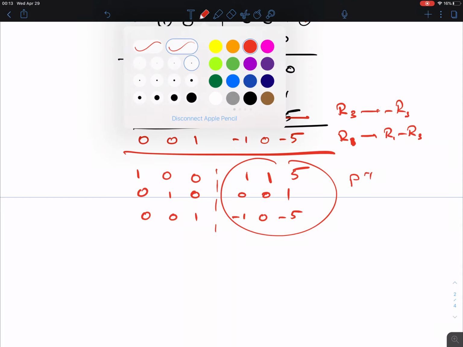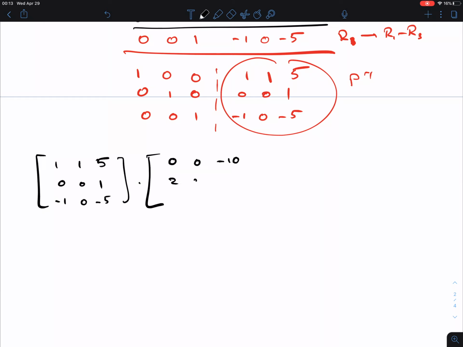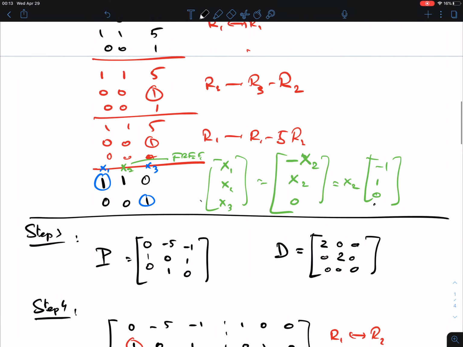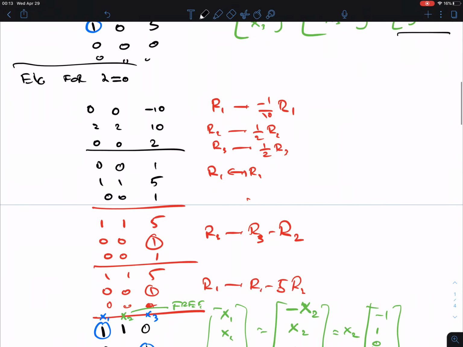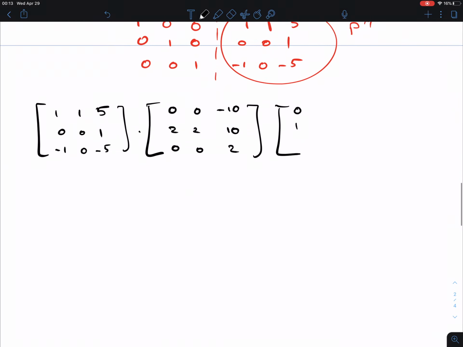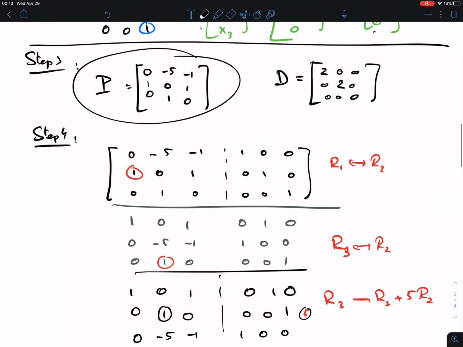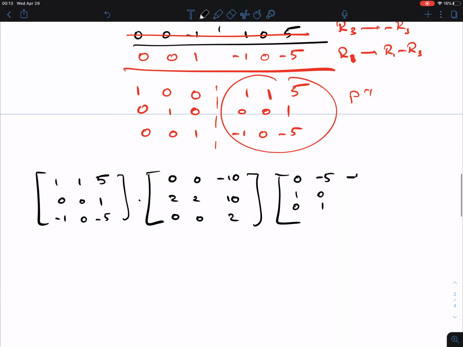So now let's test that everything is correct. So we have 1, 1, 5, 0, 0, 1, minus 1, 0, negative 5. And then the original matrix, I'm just going to copy it here. 2, 2, 10, 0, 0, 2. And then P, okay, I have to make sure that I get the right P, not like last time where I got the wrong P. Okay, it's this one, right? 0, 1, 0, minus 5, 0, 1, and minus 1, 1, 0.